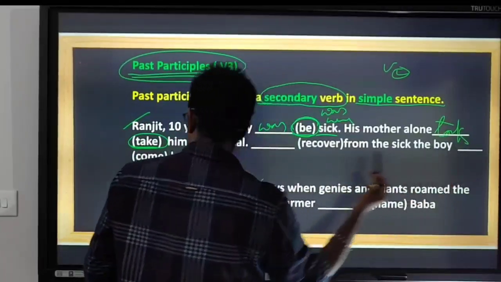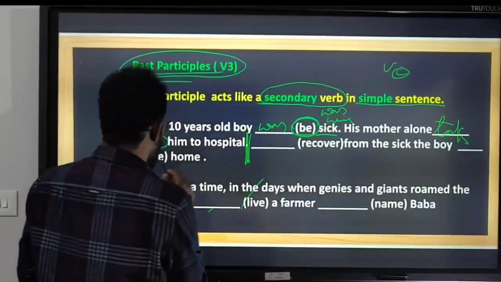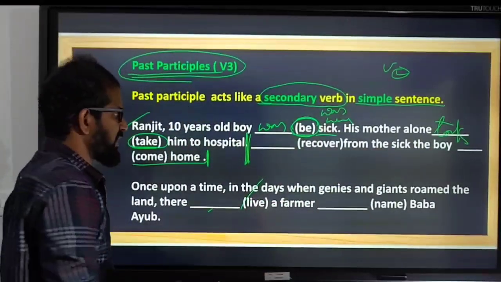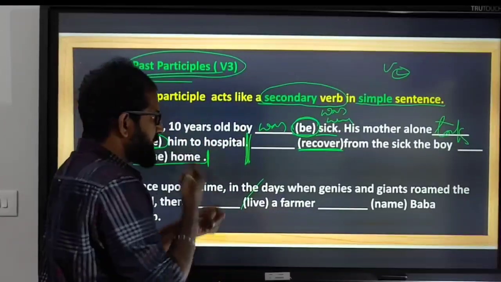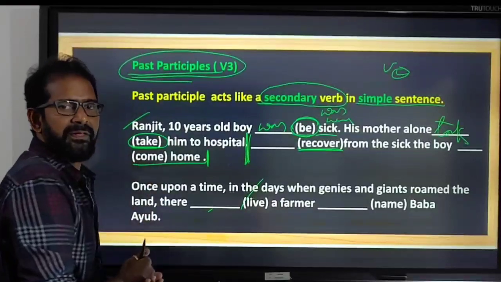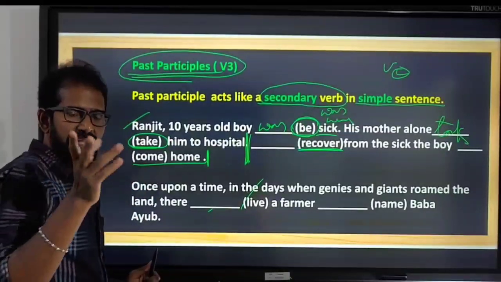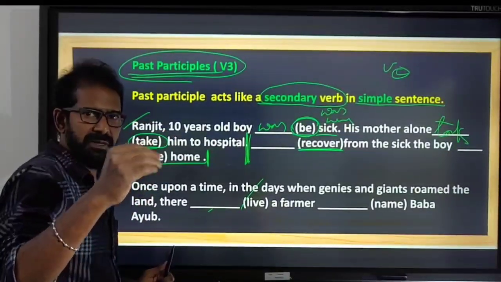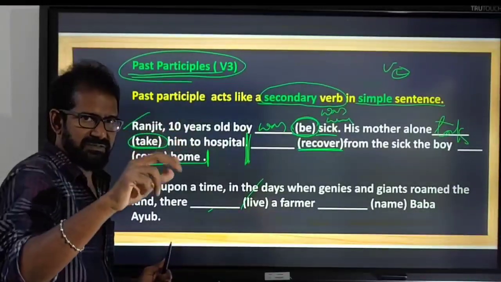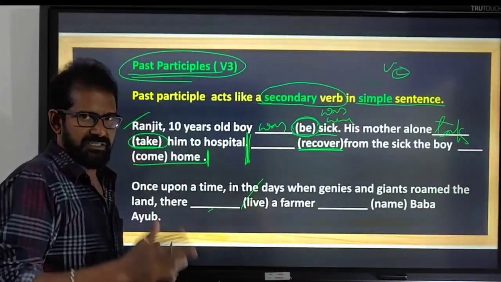Recover from the sick, the boy home. Look at the sentence here. Recover from the sick, the boy came home. Come home. Here, when you look at the sentence, it is a simple sentence, but there are two actions we need to fill. We need to fill two blanks here. One is with recover, another one is with home. So two actions have to be filled in a simple sentence. One must be the main verb, the other we can make use of past participle, present participle or to infinitive. Past participle, if the sentence is a passive voice, we use a past participle. If the sentence is in present tense or past tense, V1 or V2, we use a present participle.